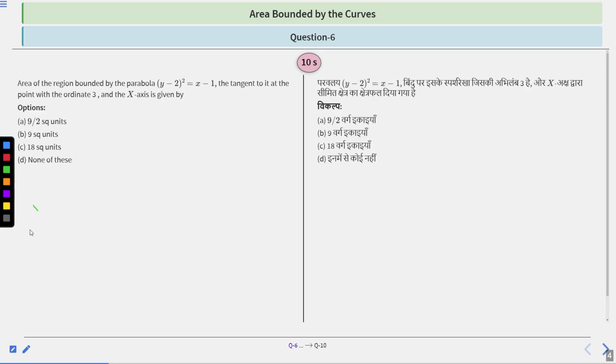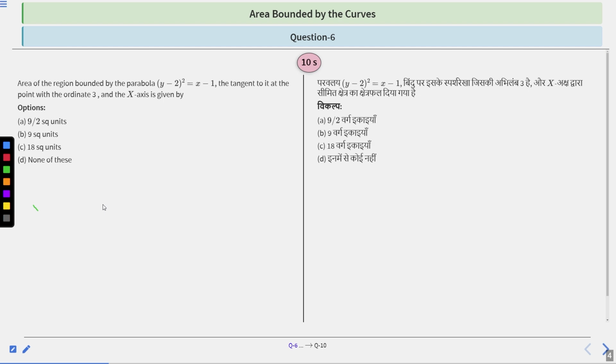Let's start with question number 6, which says the area of the region bounded by the parabola (y minus 2) whole square is equal to x minus 1, the tangent to it at the point with ordinate 3, and the x-axis is given by.